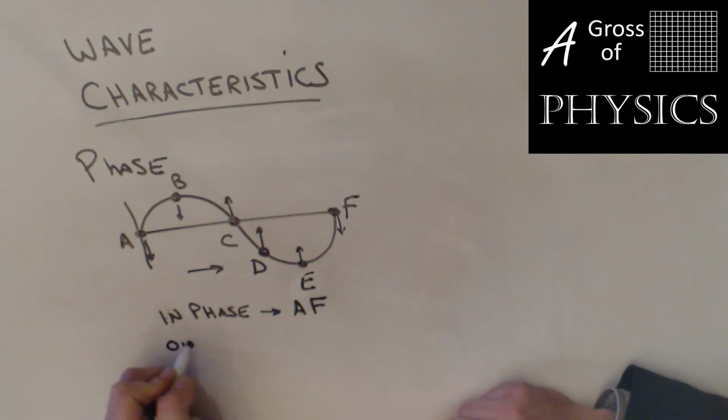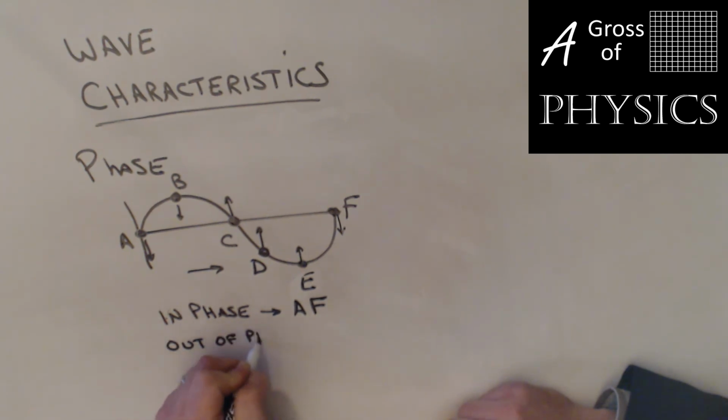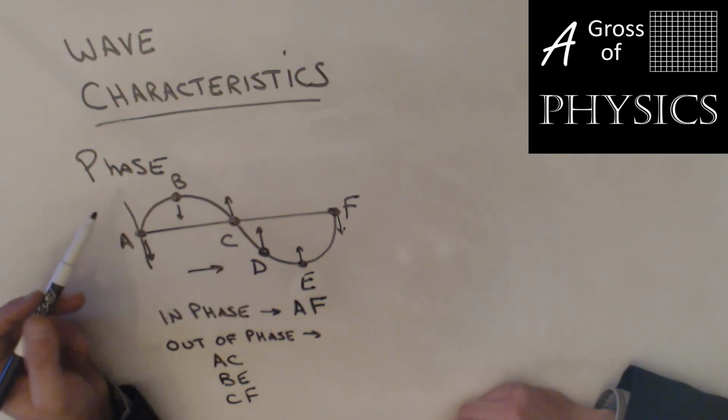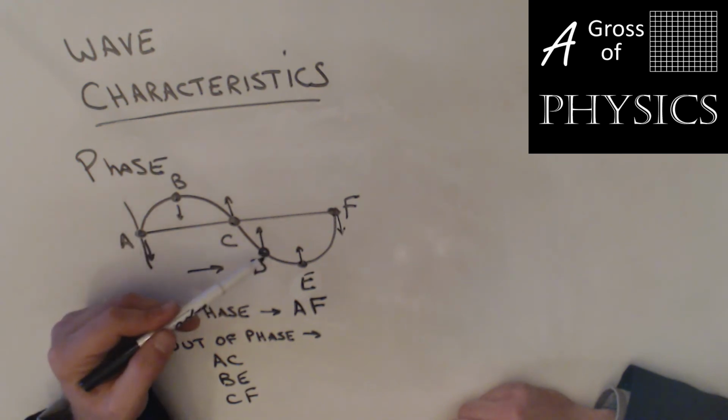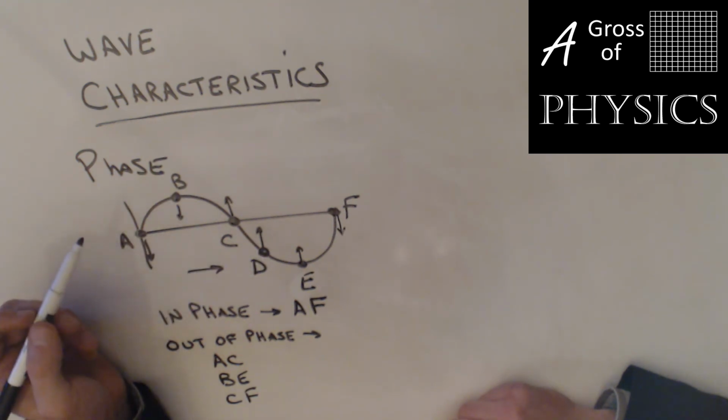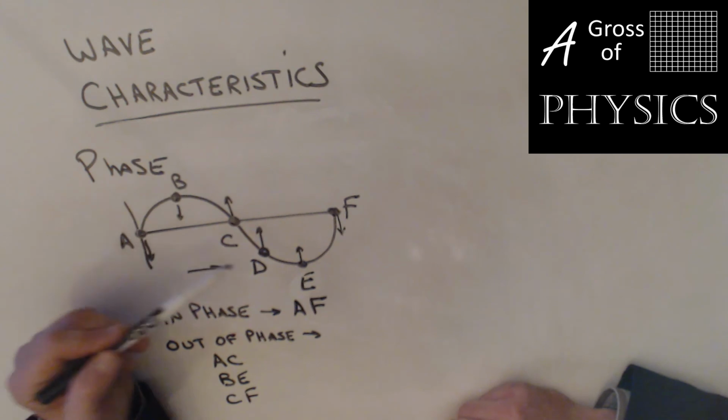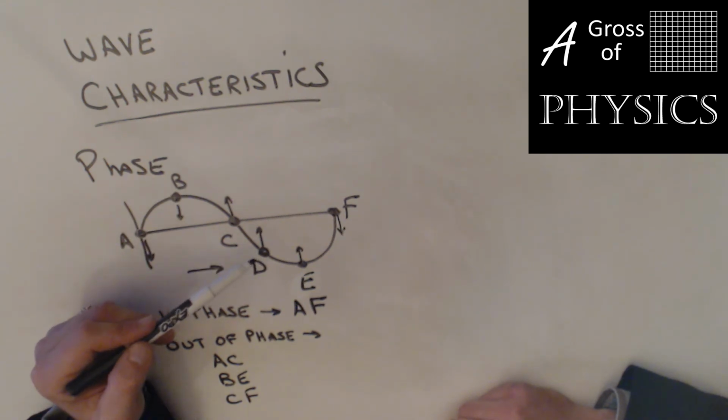On the other hand, there's a lot more that are out of phase. Out of phase means they're the same distance from the origin, and they're doing the opposite direction. So, A and C, out of phase. B and E, out of phase. C and F, out of phase. Now you may be asking, why are B and E out of phase? Well, they're at max, and they're both doing the opposite thing. D is not in or out of phase specifically with any other particle, but we could have partial in or out of phase.